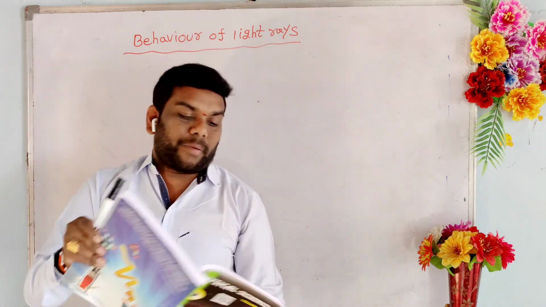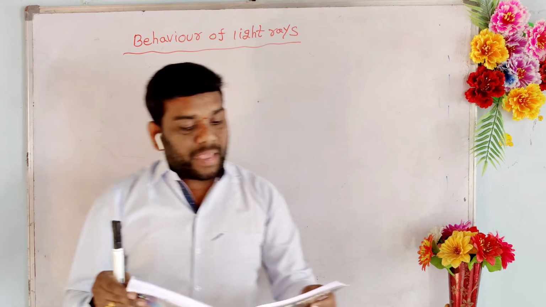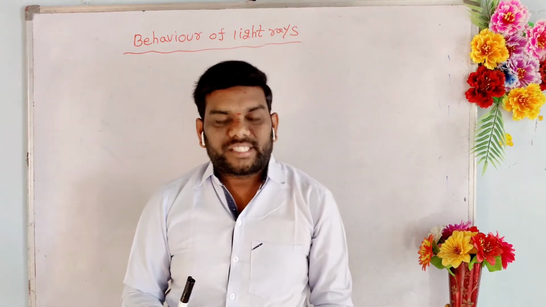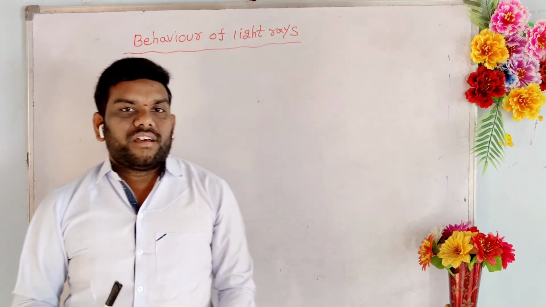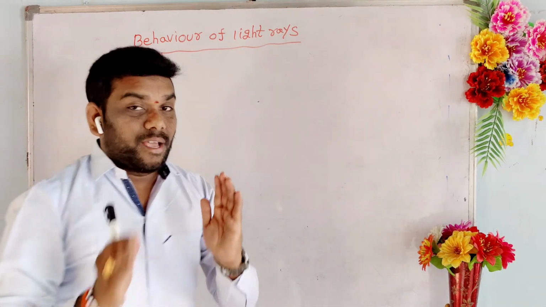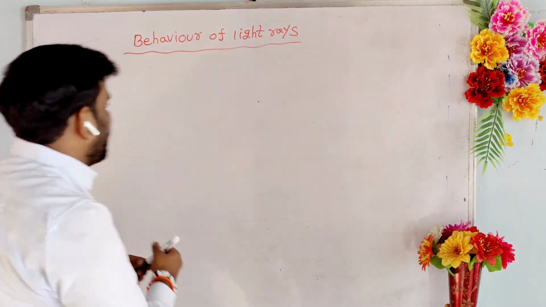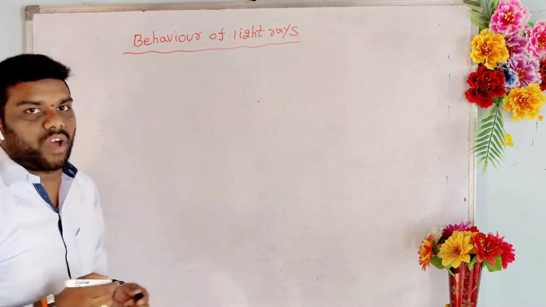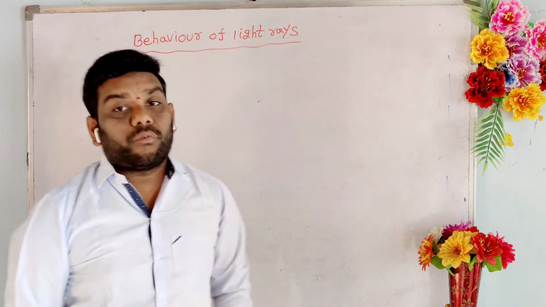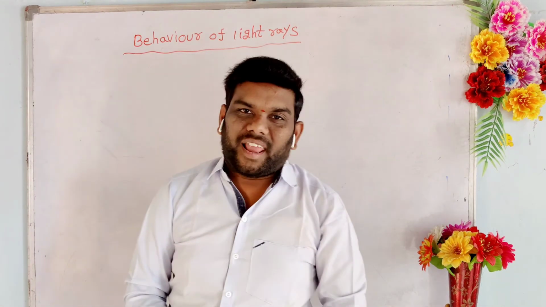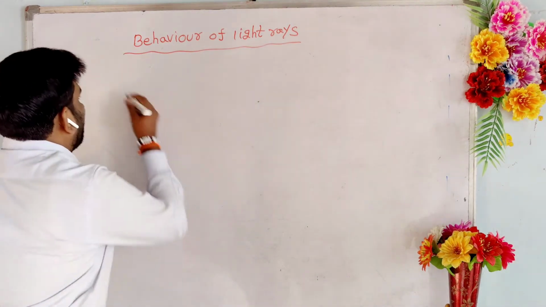In our textbook, page number 72, the heading is behavior of certain light rays. Yes, rule number 1: ray passing along the principal axis. Please listen carefully, it is very important. Situation 1: a ray passing along the principal axis.